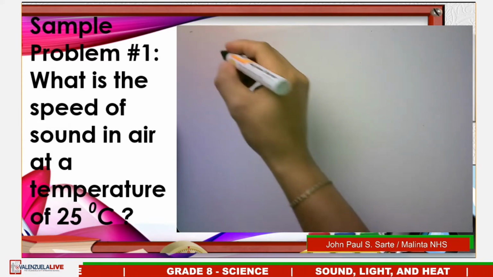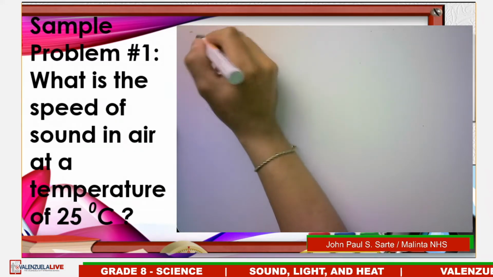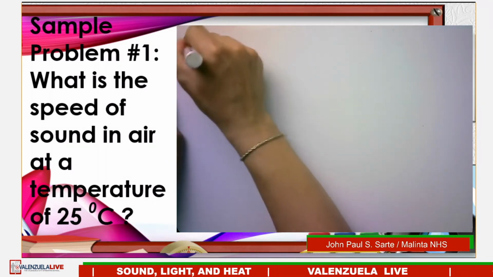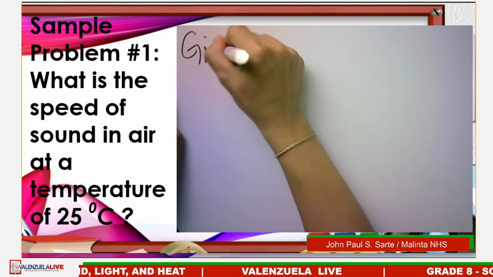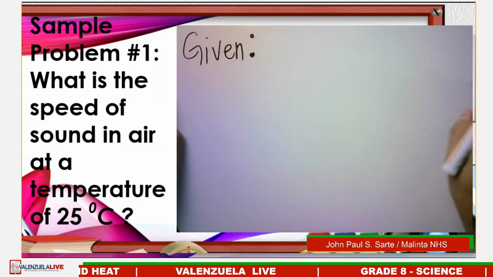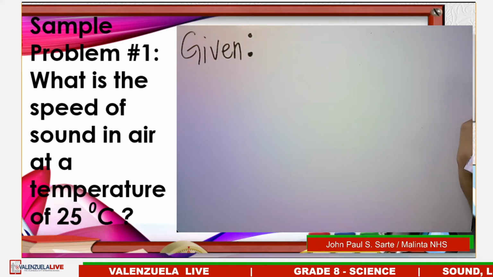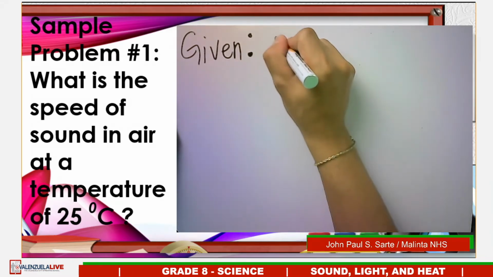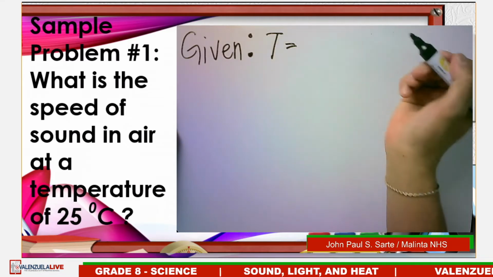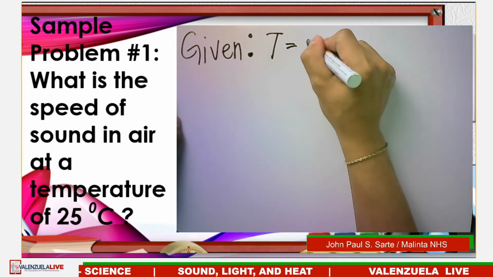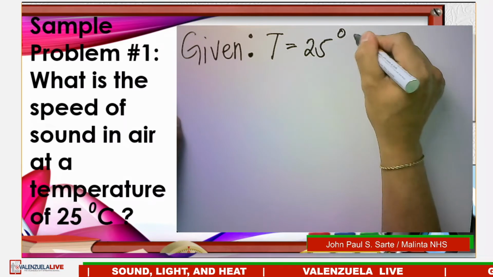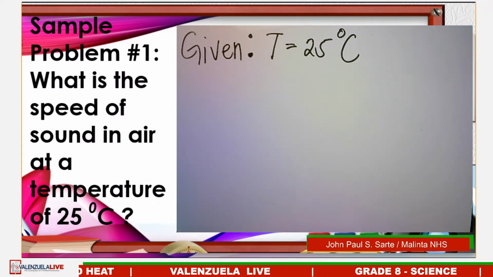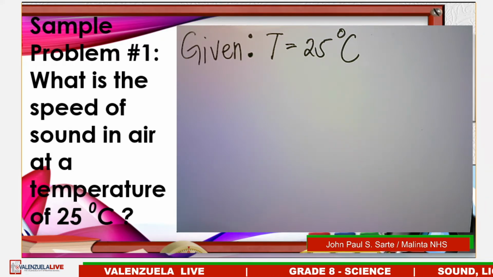So first, you need to use the GAPS method. Do you still remember the GAPS method? G stands for given. Exactly. Now, what is our given in the problem? Our given in the problem is temperature, which is equal to 25 degrees Celsius. That is our given. Sir, is that all? What do you think is the answer, class?